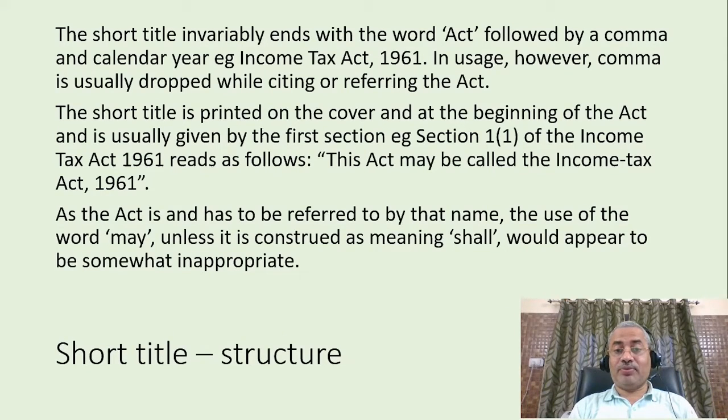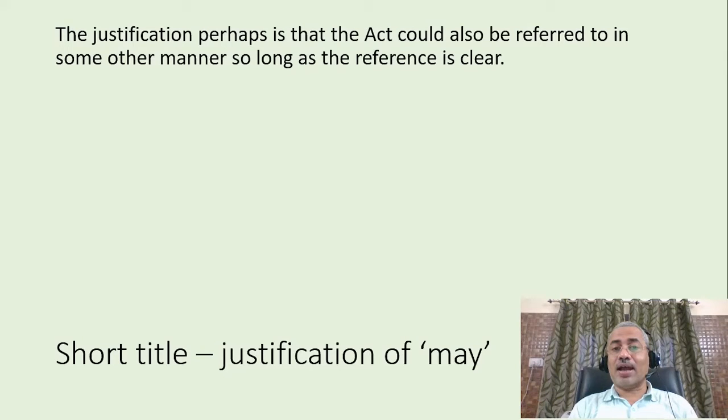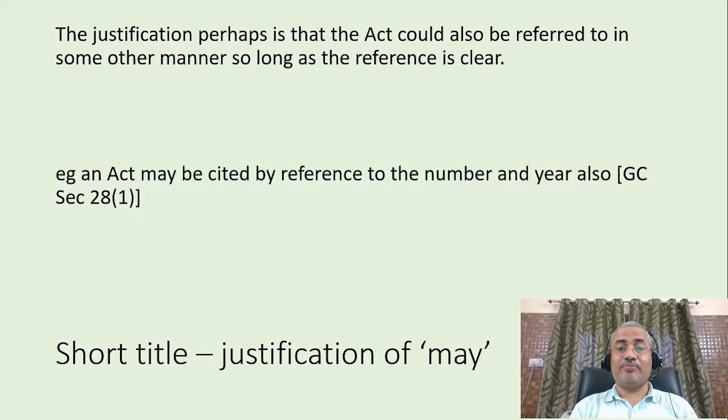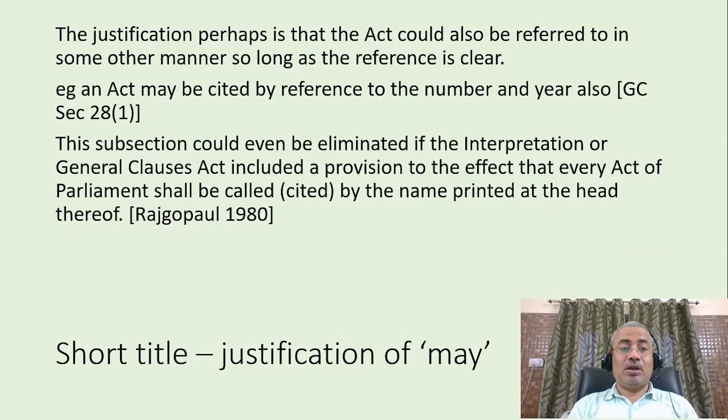As the act is and has to be referred to by that name, the use of the word "may," unless it is construed as meaning "shall," would appear to be somewhat inappropriate. But the justification of "may" is that the act could also be referred to in some other manner so long as the reference is clear. For example, an act may be cited by reference to the number and year also, as provided in the General Clauses Act, Section 28, Clause 1. The subsection which appears in Section 1, which carries the words of the short title, could even be eliminated if the Interpretation or General Clauses Act included a provision to the effect that every act of Parliament shall be cited by the name printed at the head thereof.